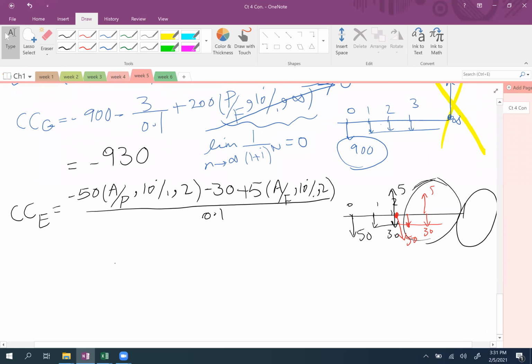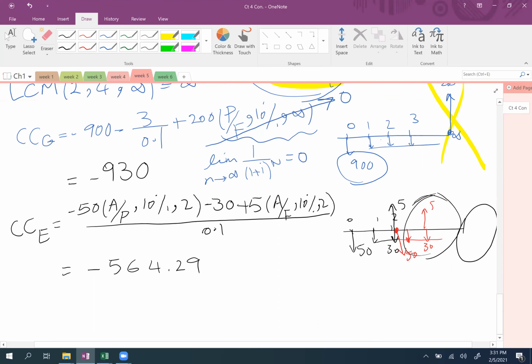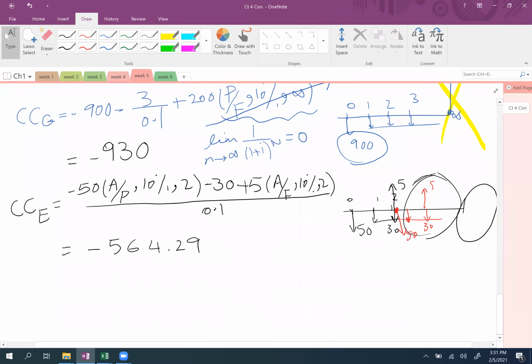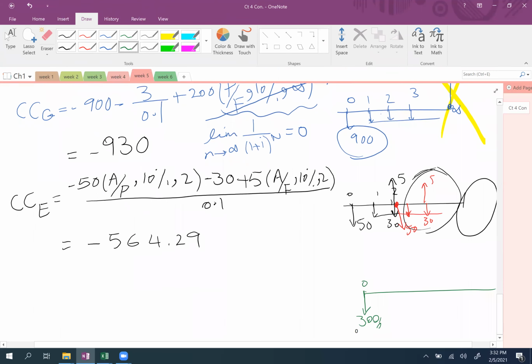So if I do the math, it seems that the answer for this will be negative 564.29. That's the capitalized cost for project E. Then I need to do the same thing for project F. For project F, it seems that I have $300,000 at time equal to 0.